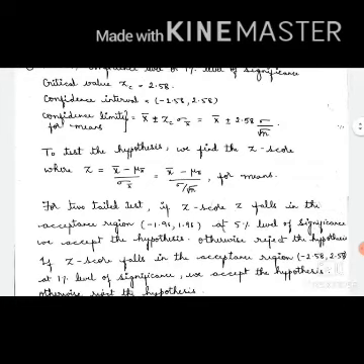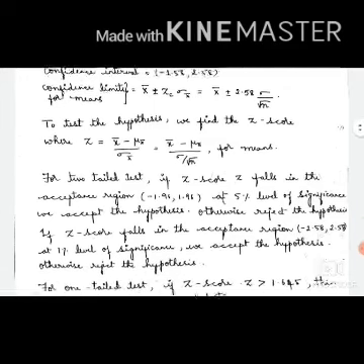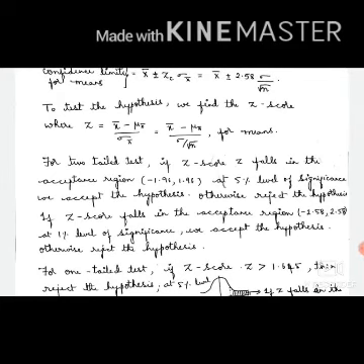For two-tailed test, if the calculated value of Z or Z score falls inside the acceptance interval, that is minus 1.96 to plus 1.96 for 95% confidence level or 5% level of significance, we accept the hypothesis. If the Z value falls in the critical region, that is outside the above interval, then we reject the hypothesis. The same is the case when it is 99% confidence level or 1% level of significance. The acceptance region is minus 2.58 to plus 2.58.